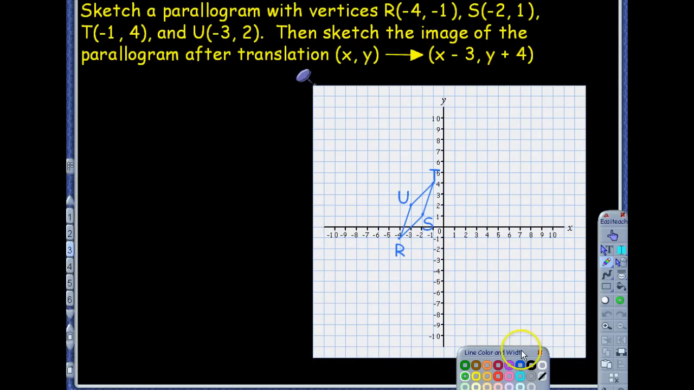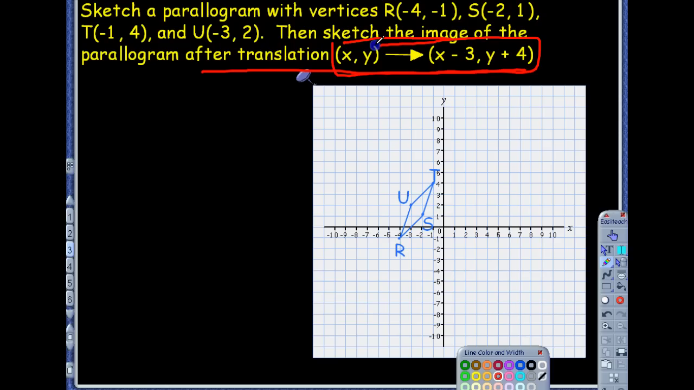So let's say it says sketch the parallelogram with vertices. They give you the vertices. We already have it sketched. It says now sketch the image of the parallelogram after a translation. And notice they give you this coordinate notation.